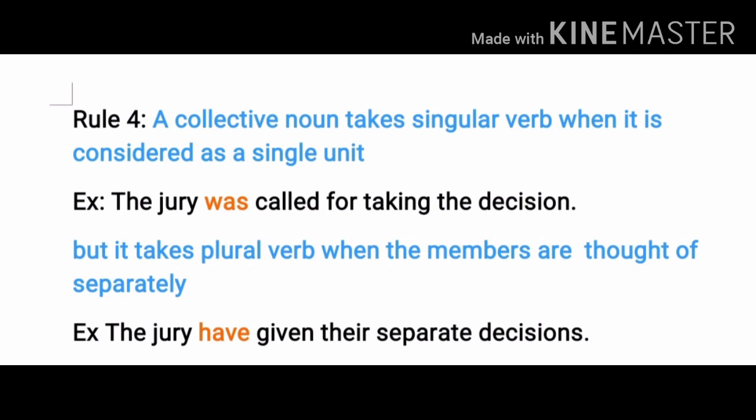When we are talking about different members of the collective noun separately, at that time the verb will be plural. Here the jury have given their separate decision. Now we are talking about the members of the jury, so we are using the plural verb have. But when we talk about the single jury only, at that time we will use a singular verb.